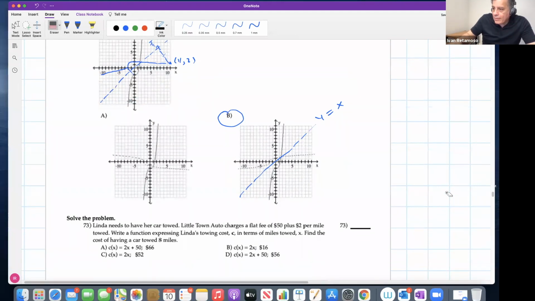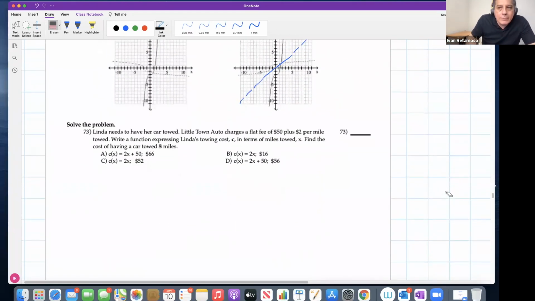We have to talk about this modeling with functions, modeling with linear functions. The first question here says Linda needs to have her car towed. Little Town Auto charges a flat fee of $50, plus a variable fee of $2 per mile towed. If you represent the number of miles towed with x, you will have the variable cost here and the fixed cost here. The sum should give you your cost function, right? Follow, guys? So this is the cost function.